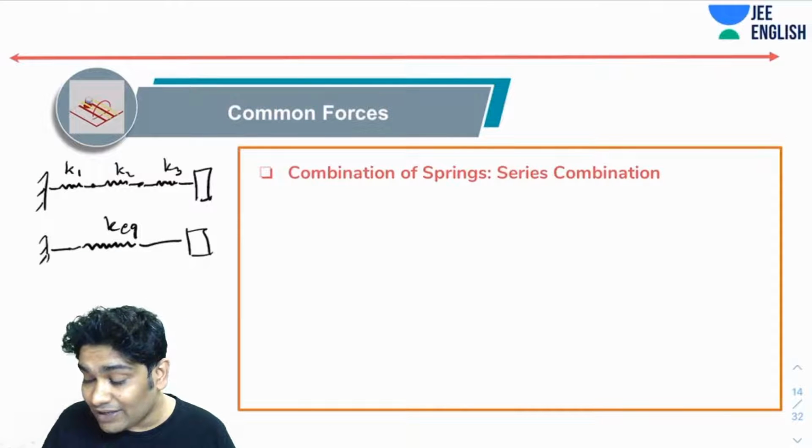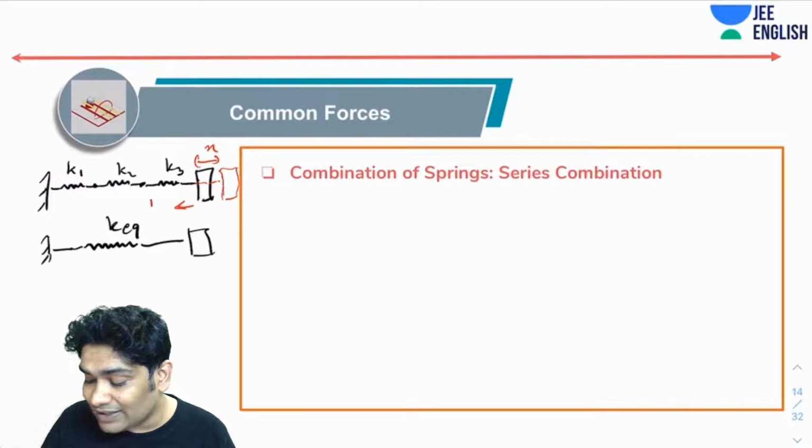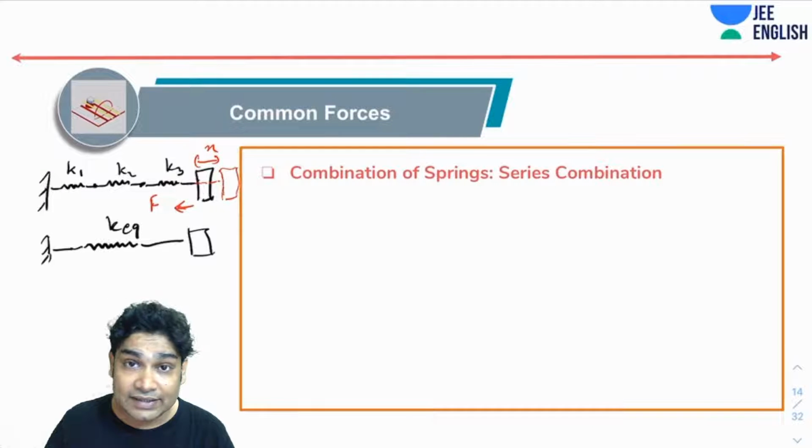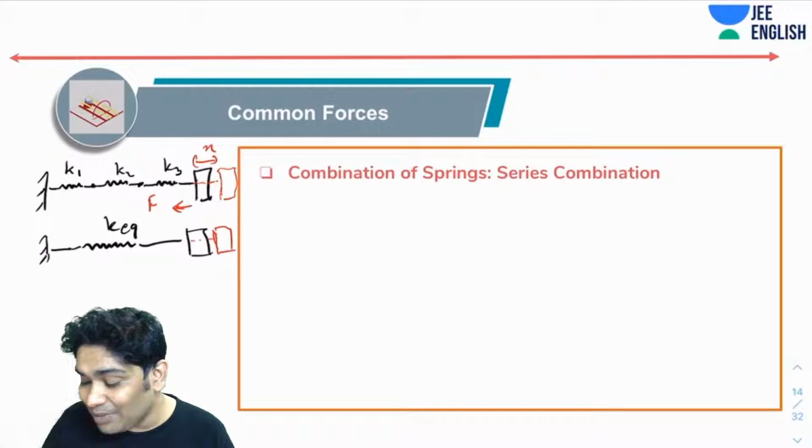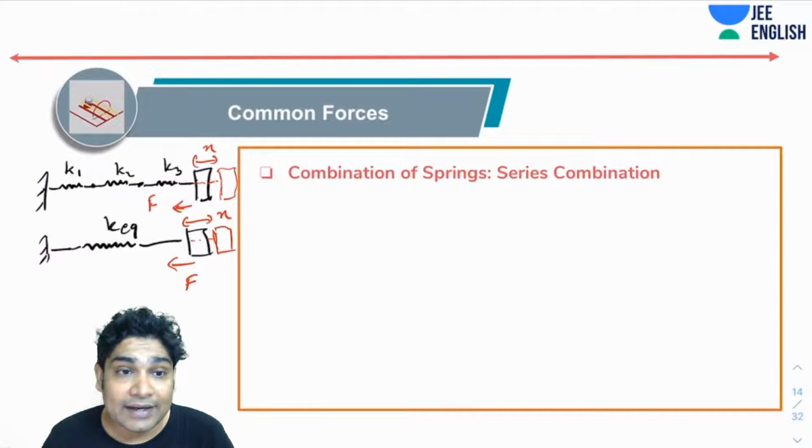If I stretch this by x, so imagine this gets stretched by x. Let's draw that in red. Imagine this block shifts here, shifted by x. It should feel some force F due to all these 3 springs. Your single spring also, when shifted by x, should apply the same amount of force. If I shift this also by x, this should also apply the same force F. That is the idea. I need to calculate the equivalent spring constant.